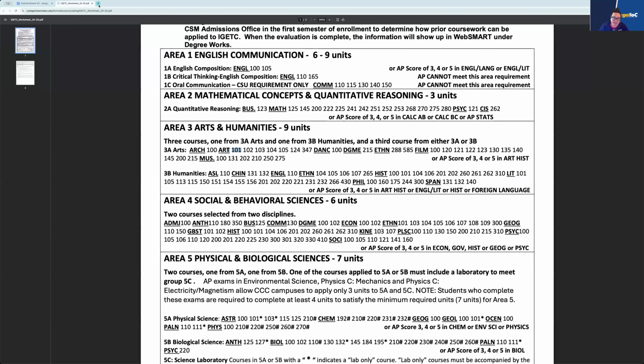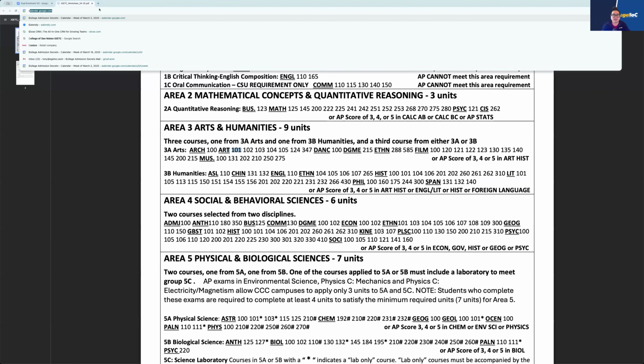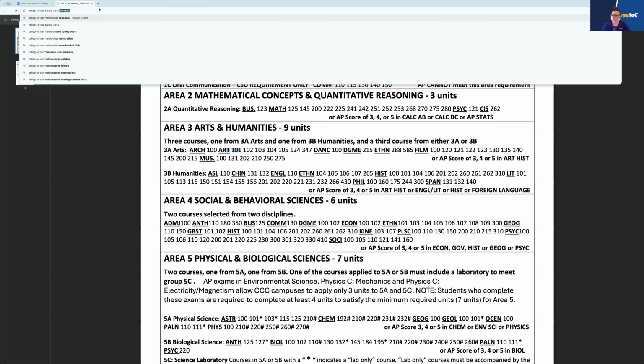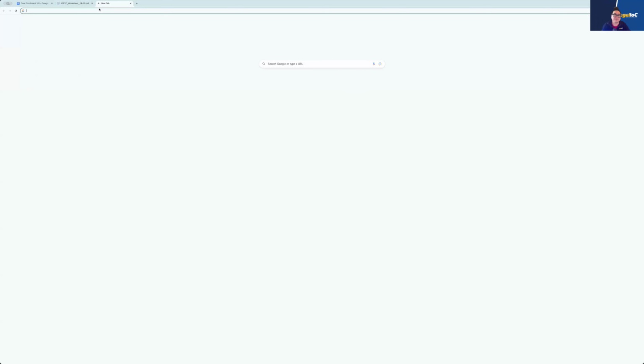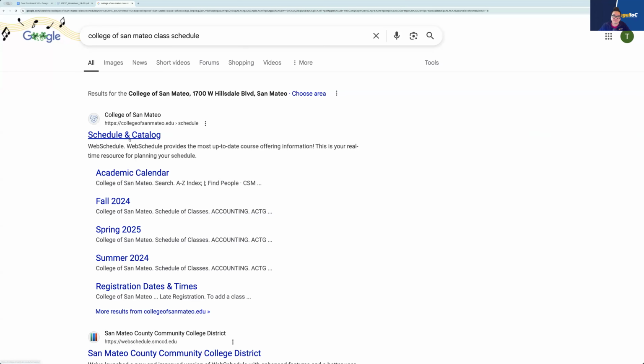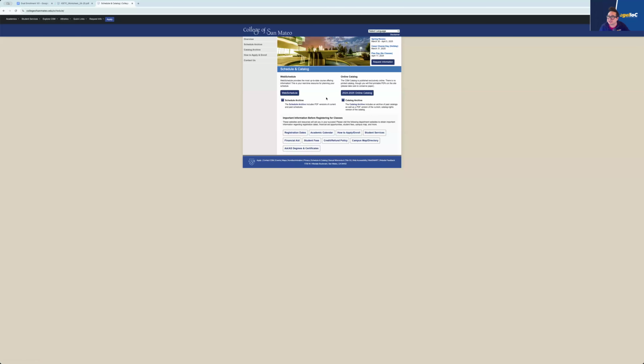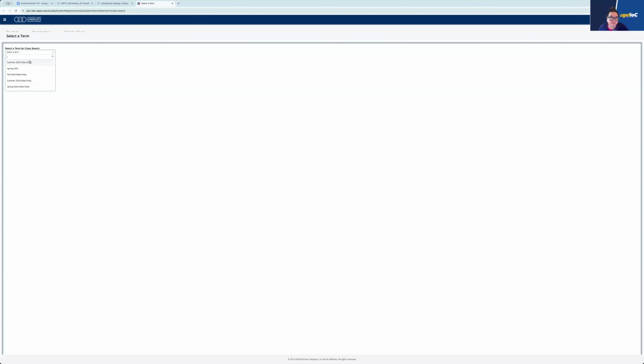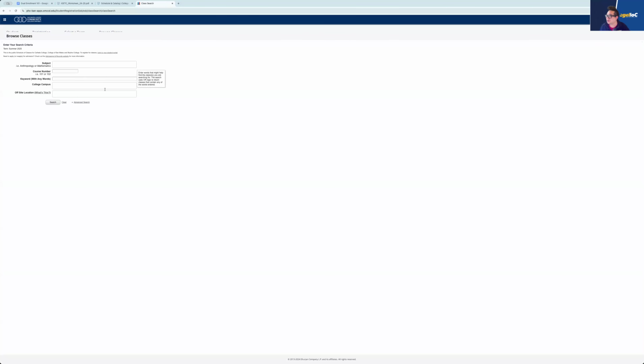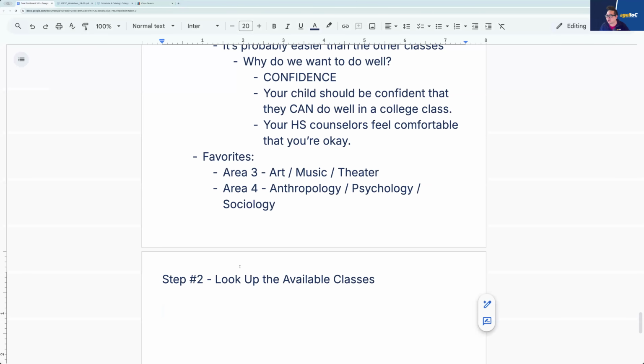Summer, I don't think it's out yet, but search College of San Mateo class schedule. So you look up the college and look it up. Here, term. Oh, they have summer out. Look, there you go. College of San Mateo, your classes are out. So even earlier than expected, the college class schedule is one you want to look up.